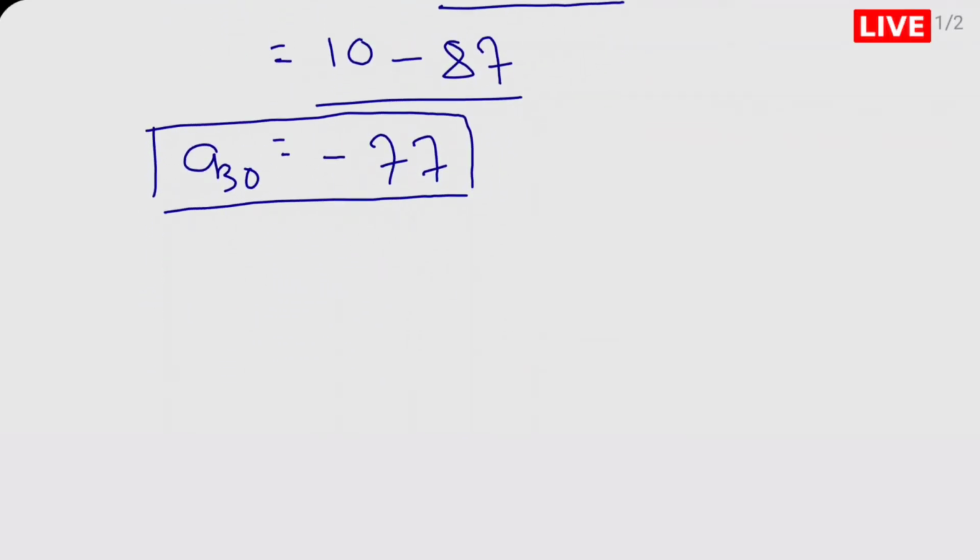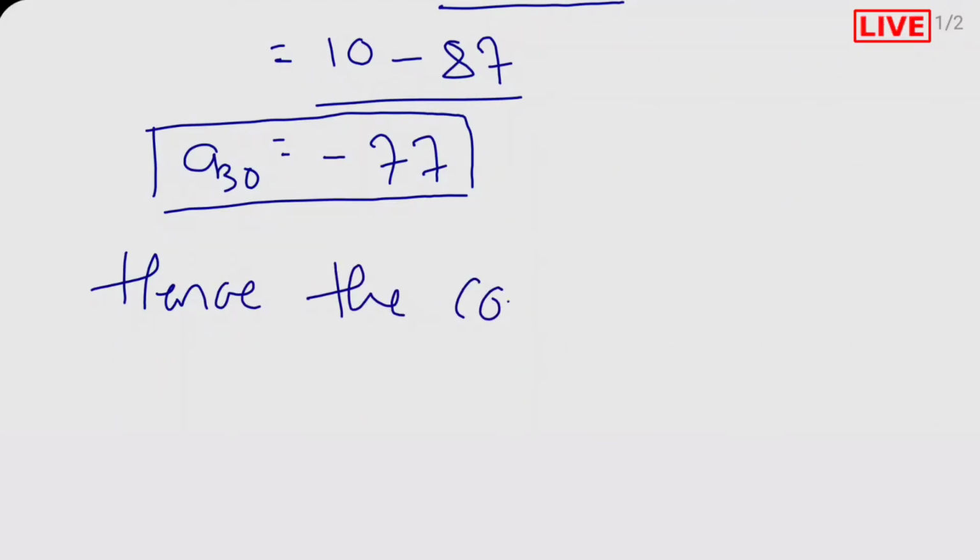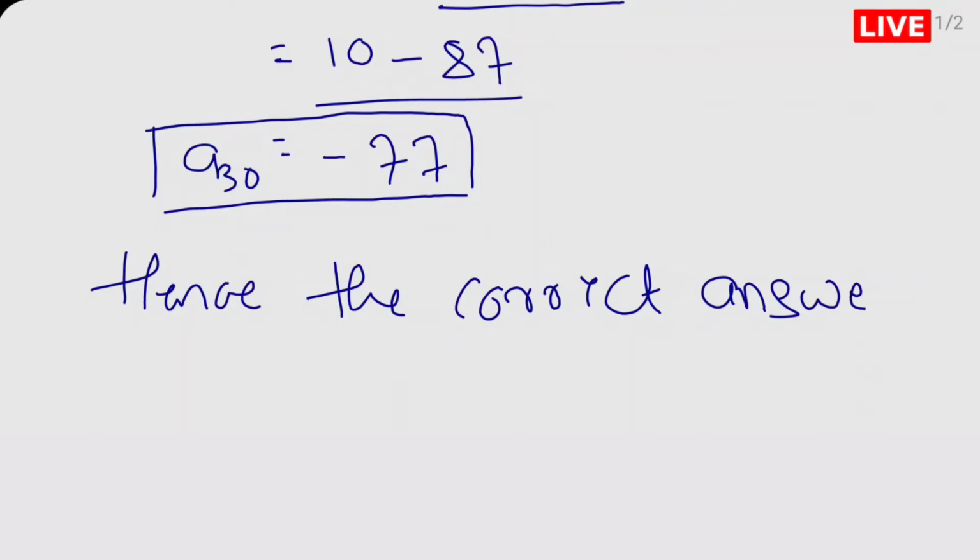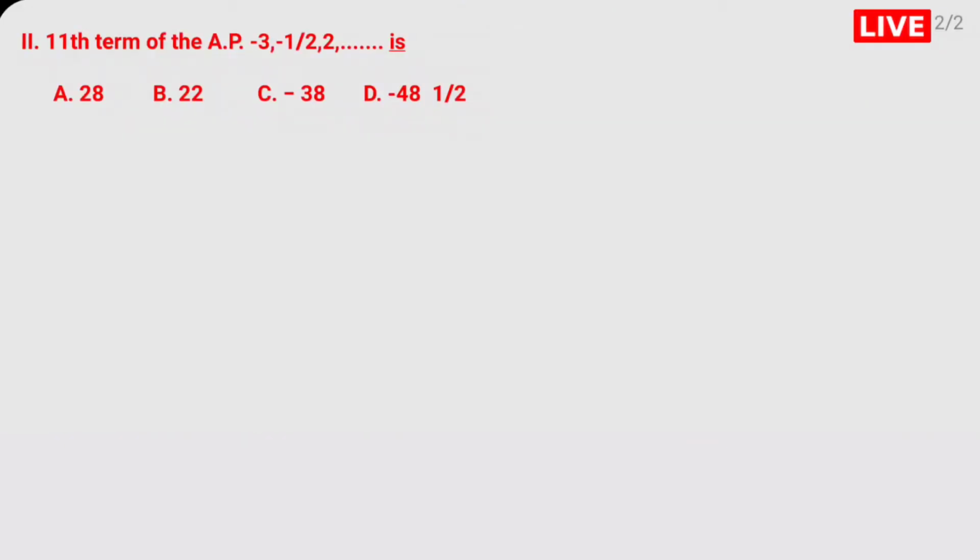So write down the conclusion here. Hence the correct answer is C, minus 77. Is it clear? Look at the next problem.